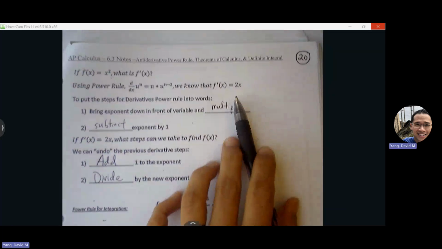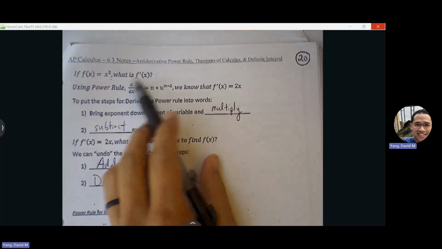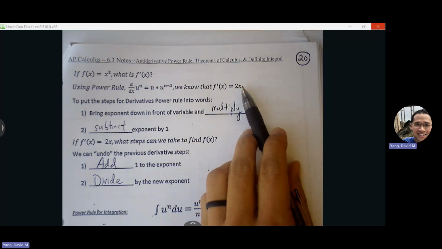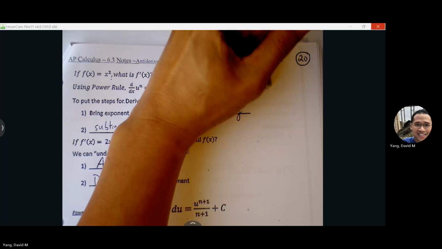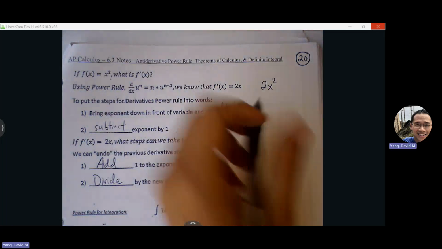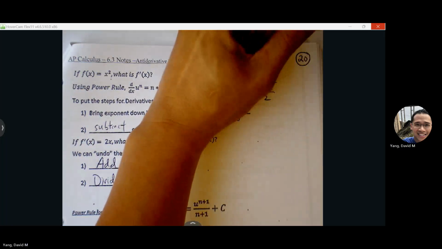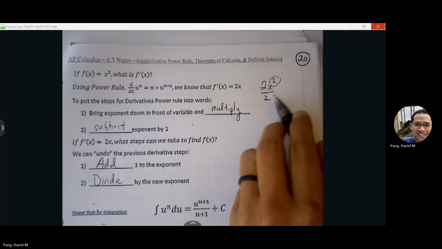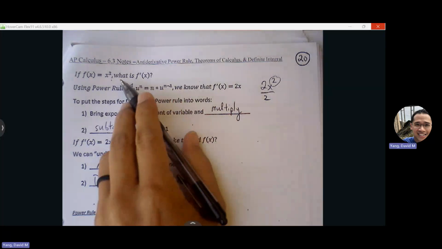So imagine if I want to get from 2x back up to x squared, I'm going to have to increase my degree by 1. And I have to divide by 2 because of this number here. And this ends up giving me x squared.